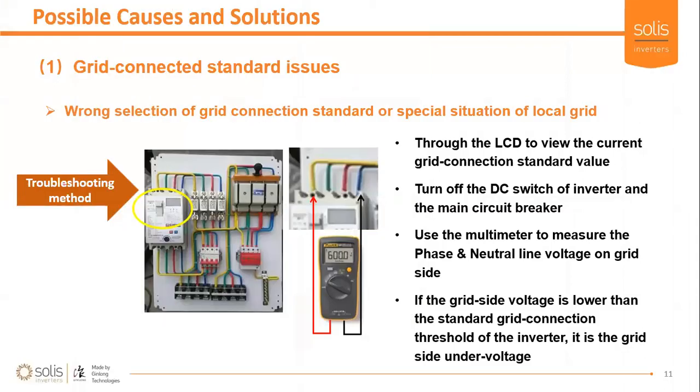So what are the possible causes? First, the wrong selection of grid connection standard or a special situation of the local grid. At that time, we should check the current grid connection standard, which is available on the LCD of the AC cable box, or use a clamp meter or multimeter. Immediately, we should turn off the DC switch of the inverter and the main circuit breaker, and using the multimeter, measure the phase and neutral line voltage on the grid side. If the grid side voltage is lower than the threshold of the standard grid connection of the inverter, it is a grid side under voltage fault.